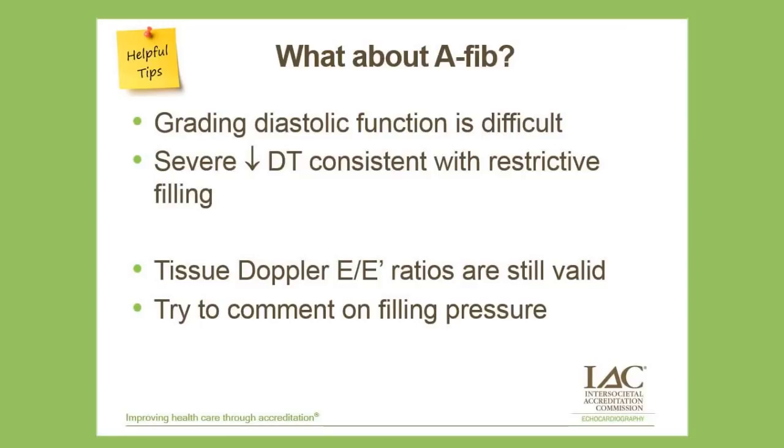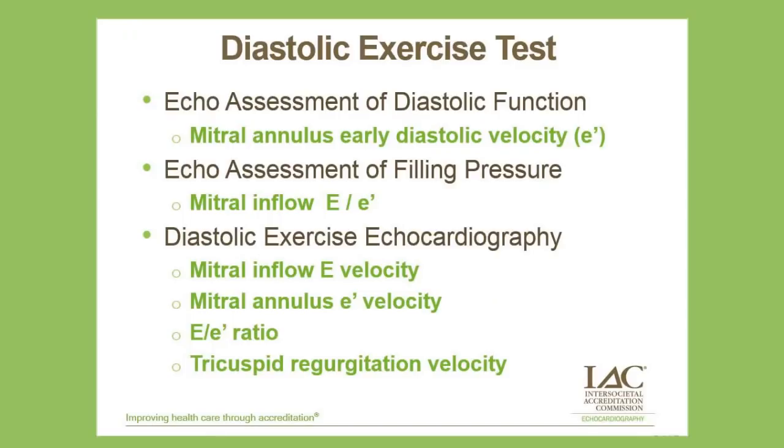What about A-fib? You really can't grade diastolic function very well. The severe increase in the decel time is consistent with restrictive filling. The nice thing is you can still use tissue Doppler E/E' ratios. Those are still valid. Try to comment on filling pressures and make sure that you're averaging quite a number of the E velocities and the E' velocities.